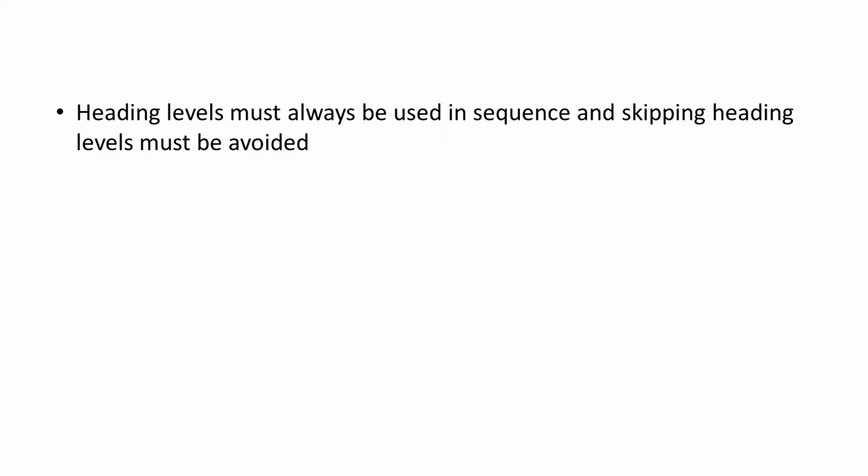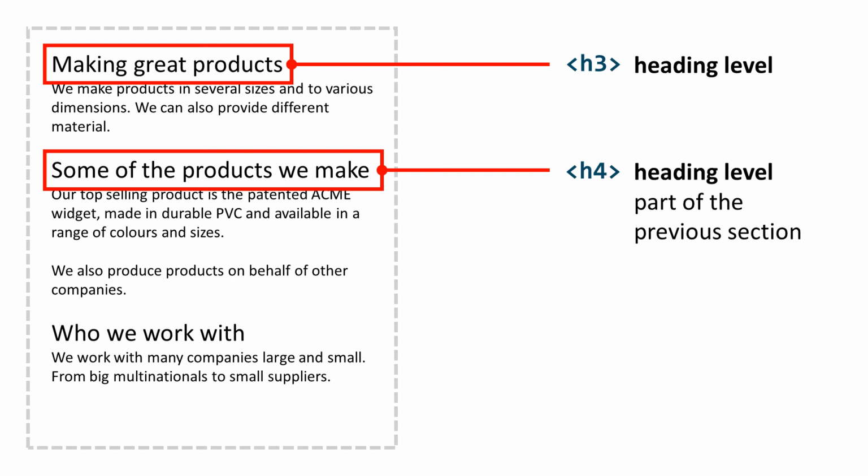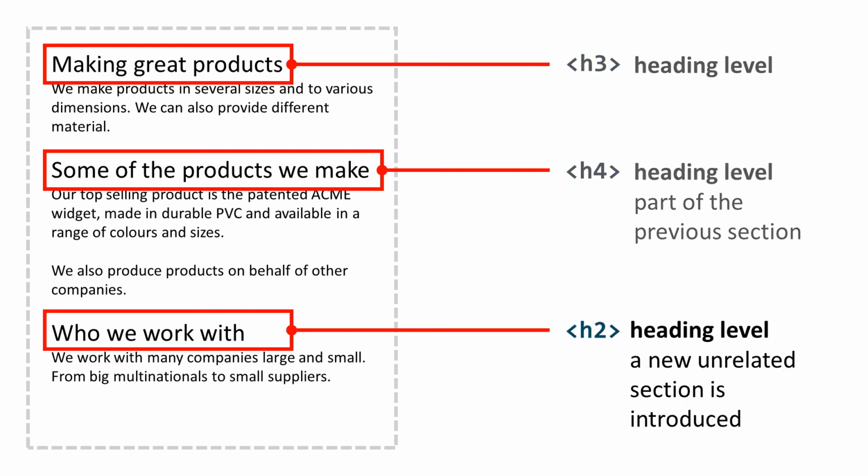Heading levels must always be used in sequence, and skipping heading levels must be avoided. Screen reader users rely on the document structure to understand the page hierarchy. If levels are skipped, it can make it difficult for a user to understand relationships. That said, the only time it is acceptable to skip heading levels is when closing a section. For instance, a heading 2, H2, can follow a heading 4, H4, when it is in a new beginning section.